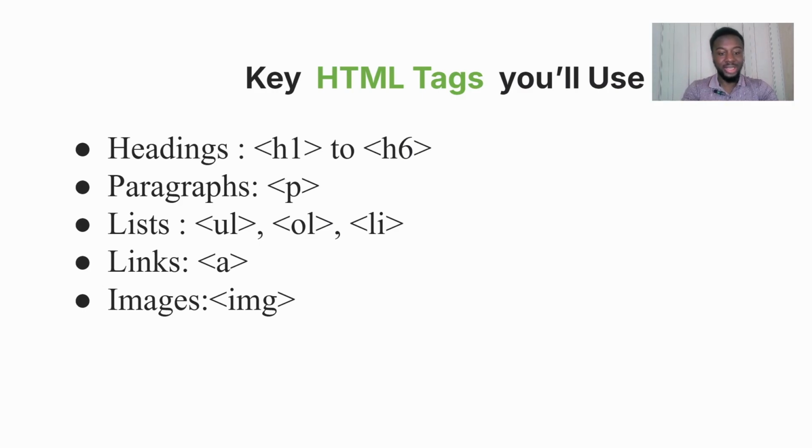Then links. Links are just navigation items. If you want to navigate to a particular site, you use the link tag to navigate to the other platform. For example, when you come to my personal portfolio website, I'll show you in the practical section, once you click the link, it will take you to my YouTube channel. And then images. Images are used to display an image. You can display it locally from your own computer or from an external source.